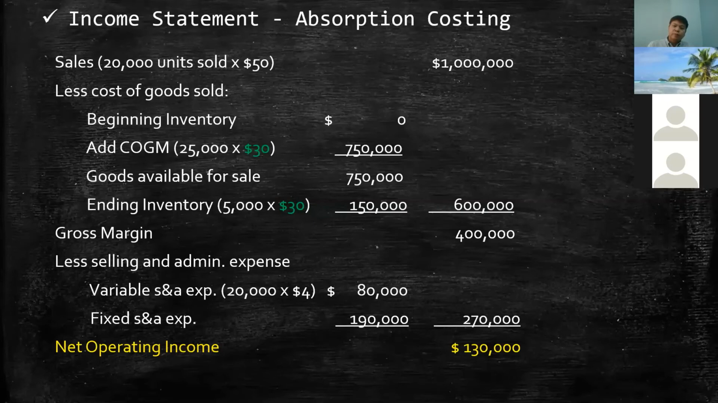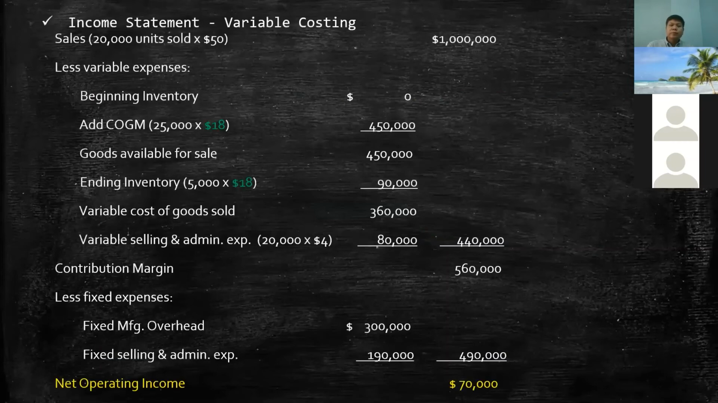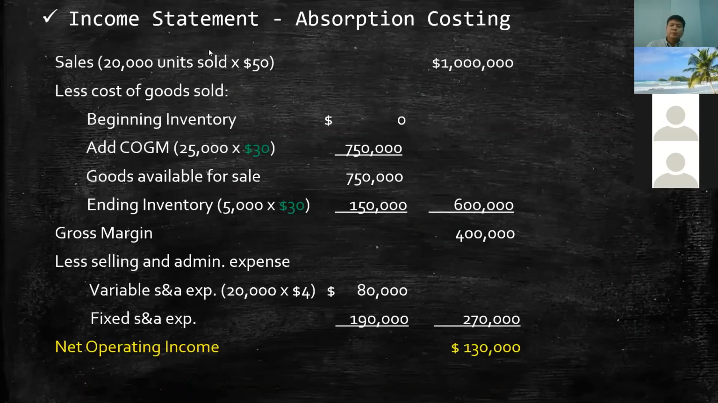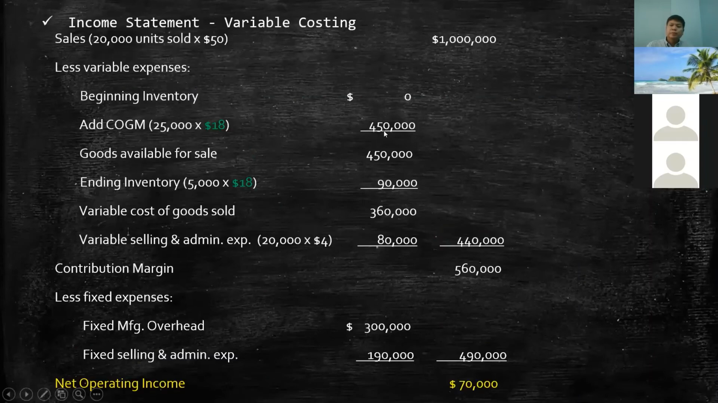So moving on to the next method of costing, variable costing, we will only be considering the direct materials, direct labor, and variable manufacturing overhead. So that will be $6, $9, and $3. So for the income statement of the variable costing method, again, 20,000 units sold. Multiply that by the selling price of $50. We have 1 million. Beginning inventory again would be zero. Cost of goods manufactured. Now instead of using $30 as the multiplier, because we'll be using variable costing, we use the $18 multiplier. That's what we get in the variable costing that we did a while ago. So that would be 450,000, a total of 450,000 again for the goods available for sale.